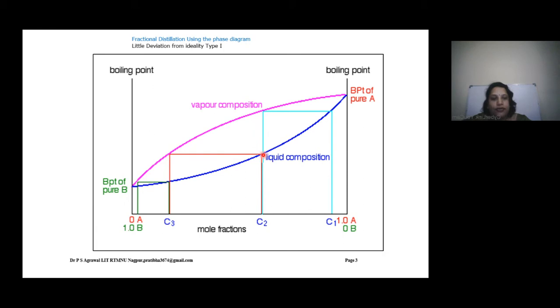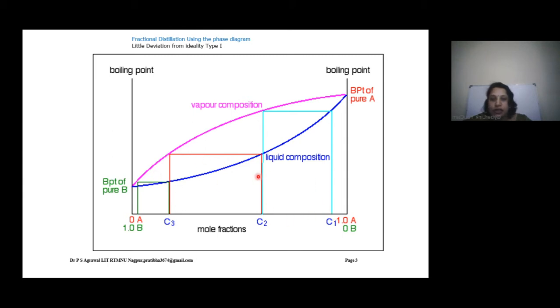Now, if I boil this composition, from C1, I boil the liquid, collect the vapors, and cool them, the temperature decreases. So, I will reach this composition, C2. If I reboil this composition C2, again I will go here and the related vapors will have composition C3. So, the vapors are now richer in the more volatile substance. As it has a lower boiling point, it is more volatile. So, we are moving towards a system having vapors richer in the more volatile component. We are reaching towards B.